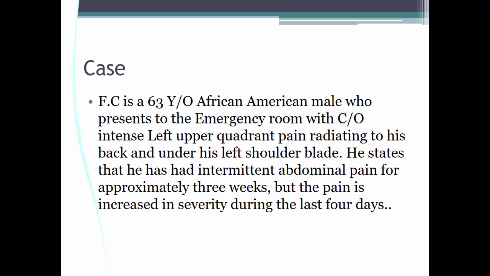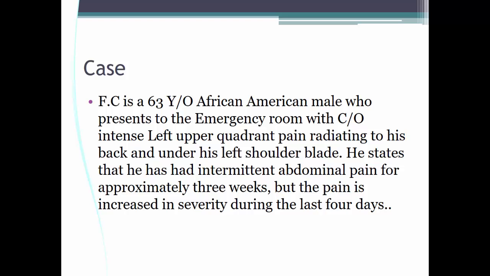There's another case. This is a 63-year-old African American male who presents to the emergency room complaining of intense left upper quadrant pain radiating to his back and under his left shoulder blade. He states that he has had intermittent abdominal pain for approximately 3 weeks, but the pain has increased in severity during the last 4 hours.